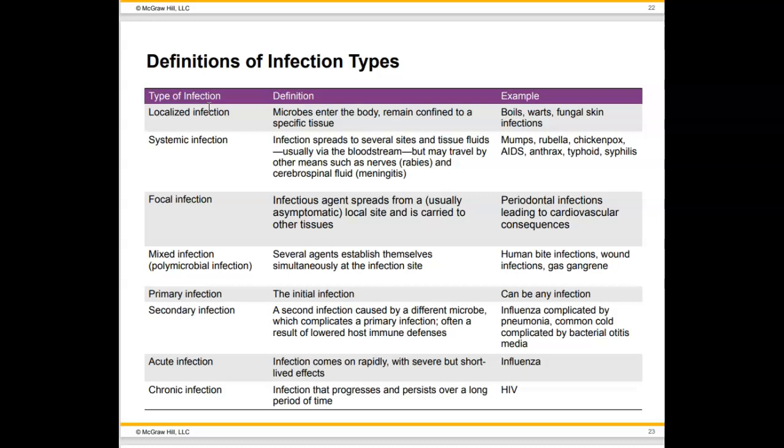Mixed infections. We talked about polymicrobial infections. We've talked about secondary infections. Now we got acute and chronic. Acute refers to the fact that this is a very short-lived infection, versus a chronic infection that's going to persist for a long period of time. All right, so it says acute would be something like a cold or the flu, versus a chronic infection, which is HIV, which you can have for basically the remainder of your life. You'll have it.